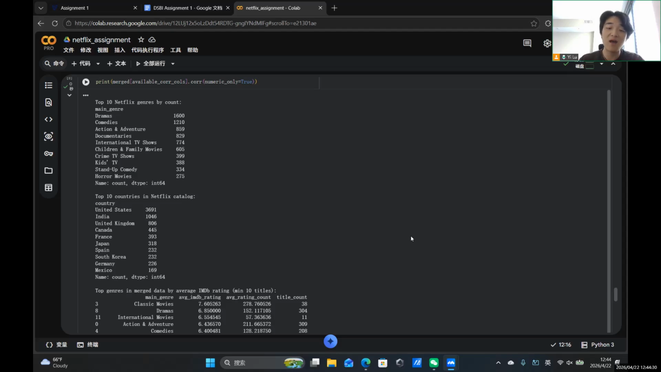Based on this analysis, I generated four main business insights. First, content volume is not the same as content value. Simply expanding the catalog does not guarantee stronger audience appeal. Second, Netflix should prioritize higher-performing genres instead of relying mainly on broad expansion. In a period of slower subscriber growth, selective investment matters more than ever.